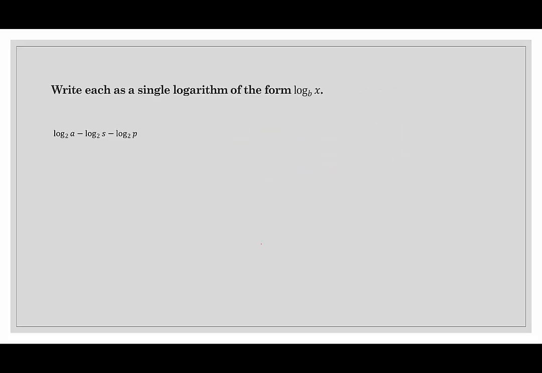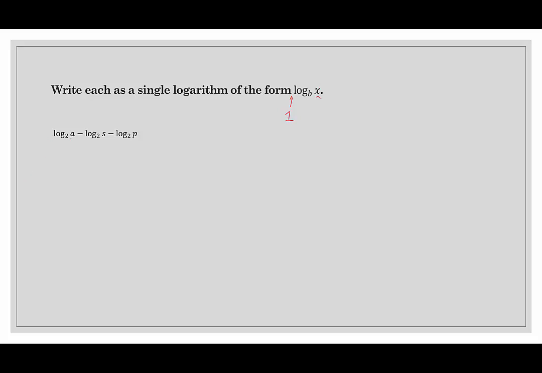In our first example, we want to write as a single logarithm of the form log base b of x. So you'll notice here that the coefficient of our logarithm is 1, and we want everything in the argument. So we want just one single logarithm. We don't want to say log base b over log base b. That is incorrect.